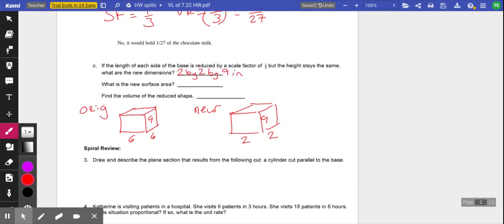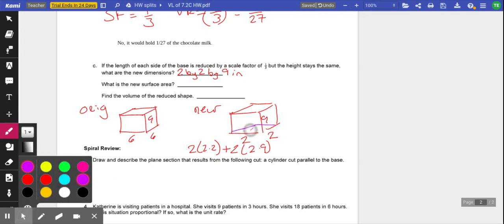Okay, what's the new surface area? Well, here I have 2 sides that are 2 by 2s. Again, I always use my 3 combinations. 2 sides that are 2 by 9s. Okay, so I think the 2 by 2s are taking care of the bottom and the top. One of the 2 by 9s is taking care of the front and the back. But then I have another 2 by 9, which is taking care of the right and the left.